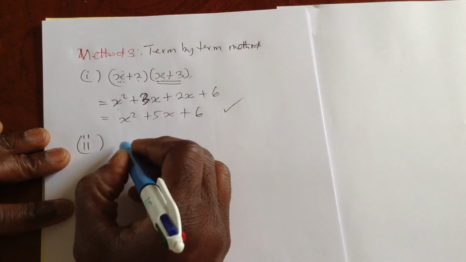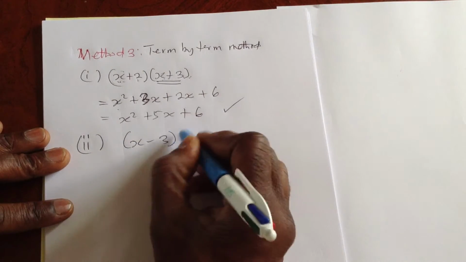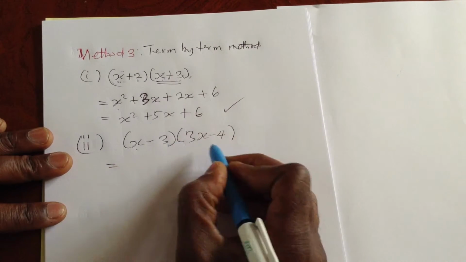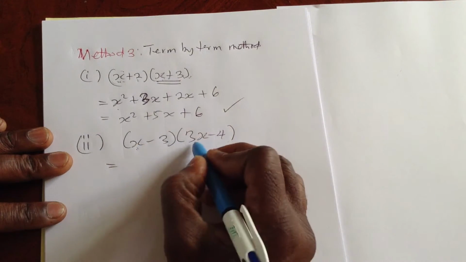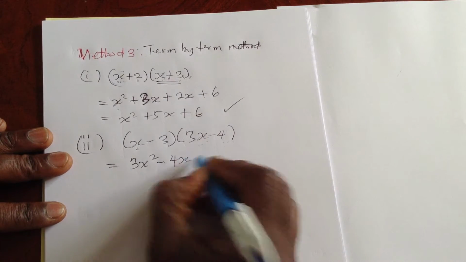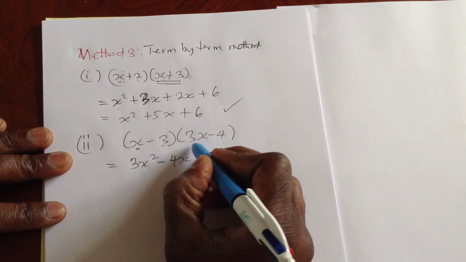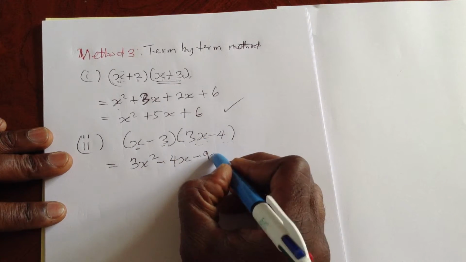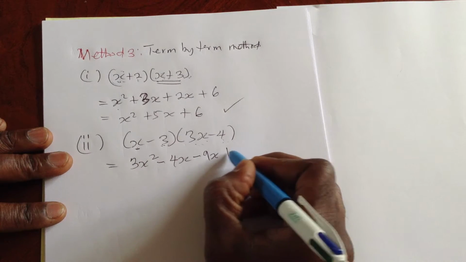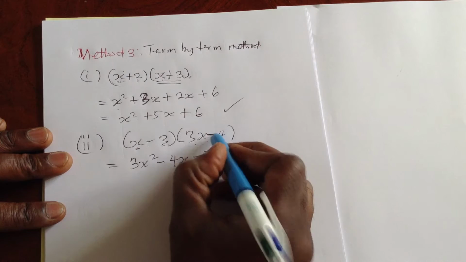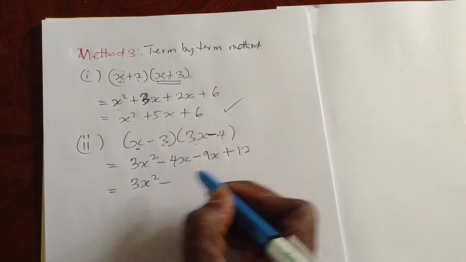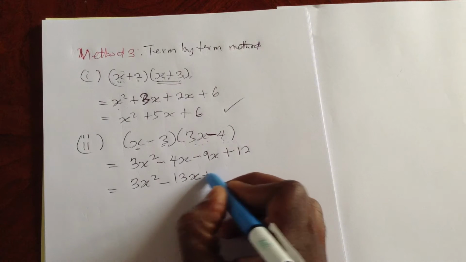On the second example, we had x minus 3 and 3x minus 4. We use this term, 10 by 10, so this term here with the two terms in the other bracket. So x times 3x will give us 3x squared, and then x times minus 4 gives us minus 4x. I'm done with this. I'll then go to the next term. Minus 3 times 3x will give minus 9x, and minus 3 times minus 4 gives me positive 12. I've noticed that I used minus here, so I'll keep it as minus. This will then simplify to give us 3x squared minus 13x add 12.